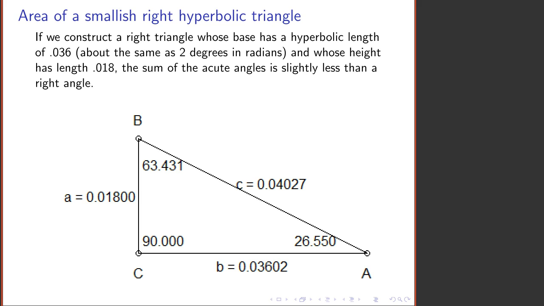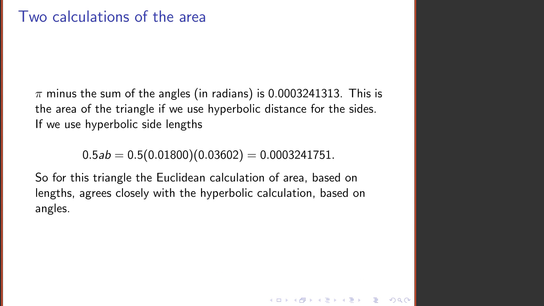I can calculate all the angles in this triangle, and if you look at it very, very carefully, you have to go to 2 decimal places after the decimal point. You see the sum of the acute angles falls ever so slightly less than 90 degrees. That's what happens with hyperbolic triangles. So if I take pi minus the sum of the three angles, I again get 0.003 and change.